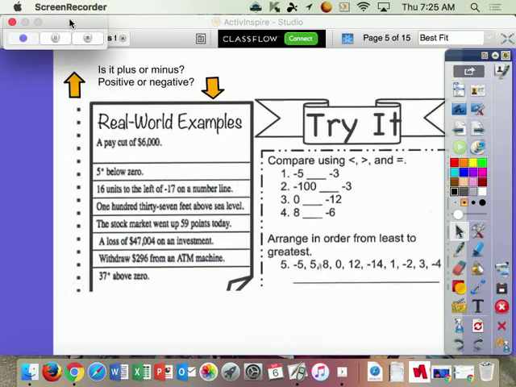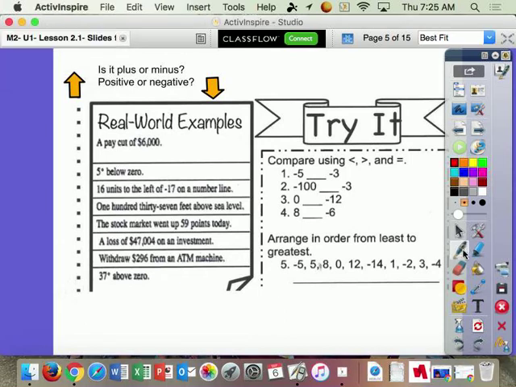All right, so to begin, I need you on the second page of your packet, and we're looking at the bottom left-hand corner, okay? So it looks like this. We're going to talk about this. It says a pay cut of $6,000. So if you're getting a cut in your pay, does that mean that your paycheck's going up or your paycheck's going down? It's going down, so I just want you to put a negative sign next to that.